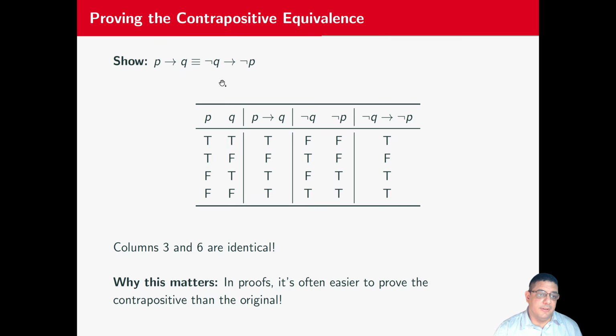Now we can prove this contrapositive by truth table, and once again we're going to see that this provides the same truth values on both of these statements. Columns 3 and 6 here are going to be identical in truth values. Sometimes in proofs, which is something that we're going to do in the future, it is much easier to prove the contrapositive than the original statement.